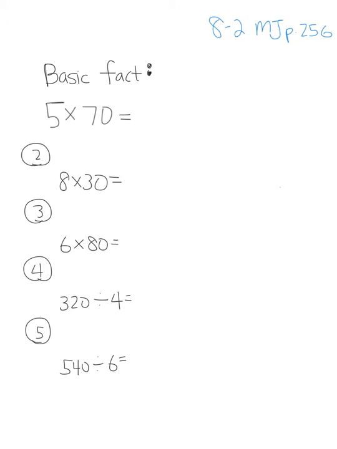We're going to work on lesson 8-2, Math Journal, page 256. Identify a basic fact that you can use to help you solve the following extended facts, then solve. The first problem, we want to figure out what 5 times 70 is.